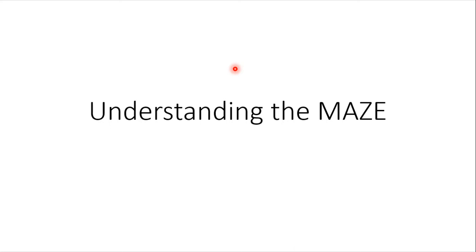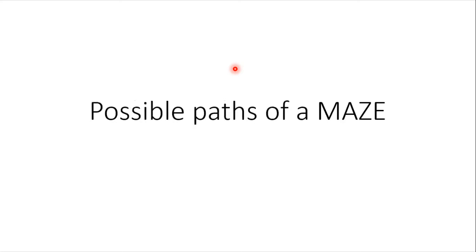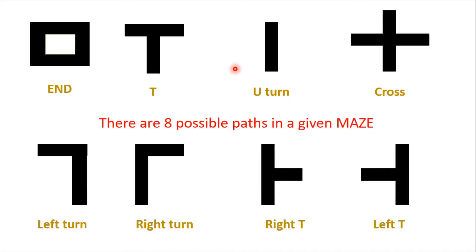So basically, we started with understanding a maze, and then we went through the possible paths that appear whenever we are about to design and solve a maze. So these are the 8 possible paths that we have seen earlier. We got the end, T, U-turn, cross, left, right, and simple right T and left T conditions. So whenever you're about to build a maze solver robot, you are about to encounter these 8 possible paths.